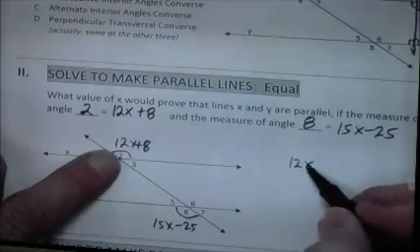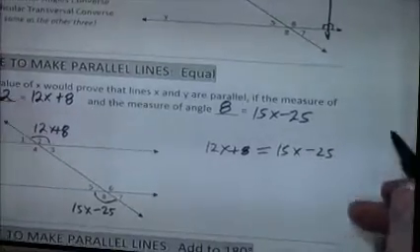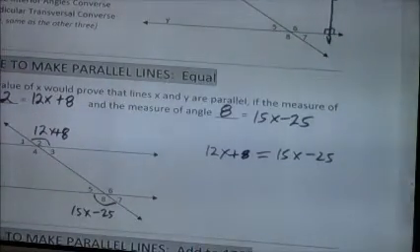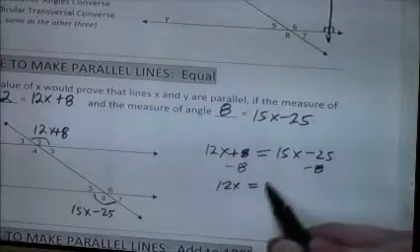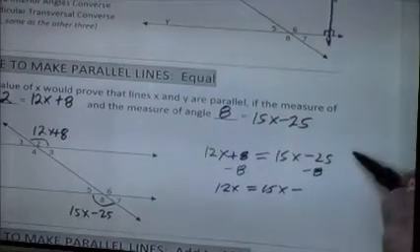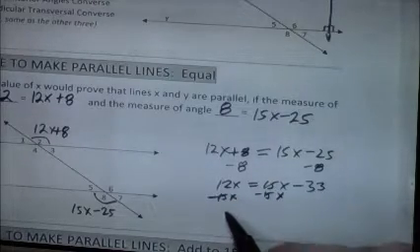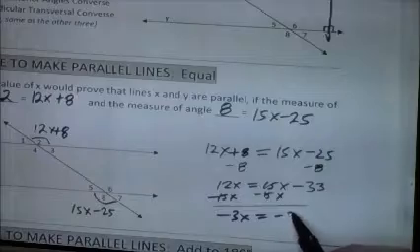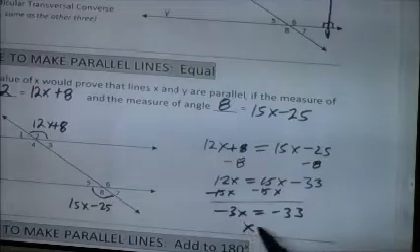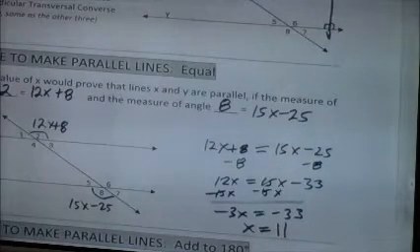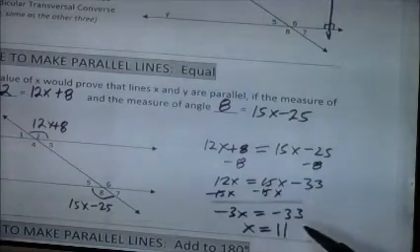So what we do here is we simply do 12x plus 8 equals 15x minus 25. And then it's a matter of working out the math with it. So if I subtract 8 here, I get 12x equals 15x minus 33. And then subtract 15x and subtract 15x, and I get negative 3x equals negative 33. And when you divide both sides by negative 3, you get x is equal to a positive 11. So once I put them equal, I just did the normal math here to get the 11.